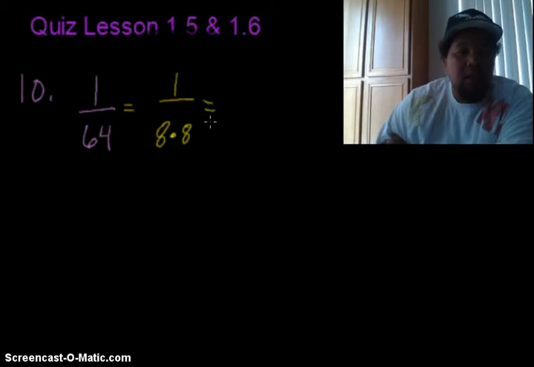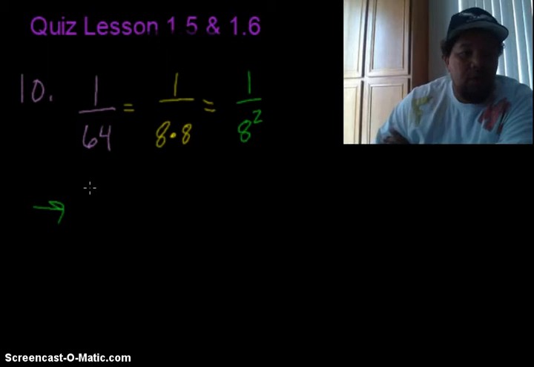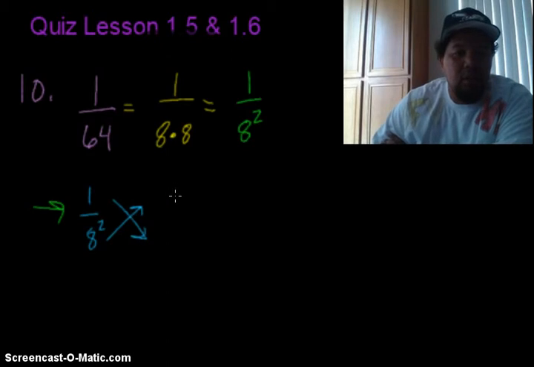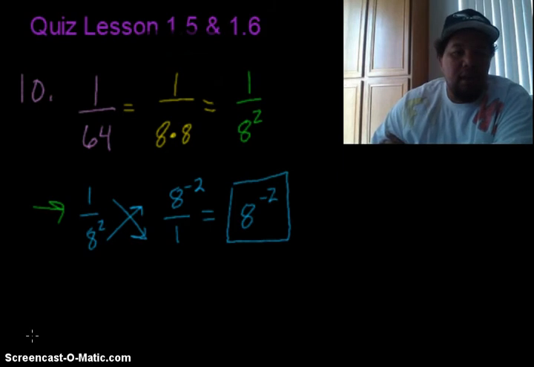Then we can change that into an exponent, because 8 times 8 is the same thing as 1 over 8 squared. And then finally, we're going to use our negative exponent rule to give us a negative exponent. So the 8 comes up to the top, changing the exponent to a negative, and the 1 goes on the bottom. Our final answer is 8 to the negative 2nd power.